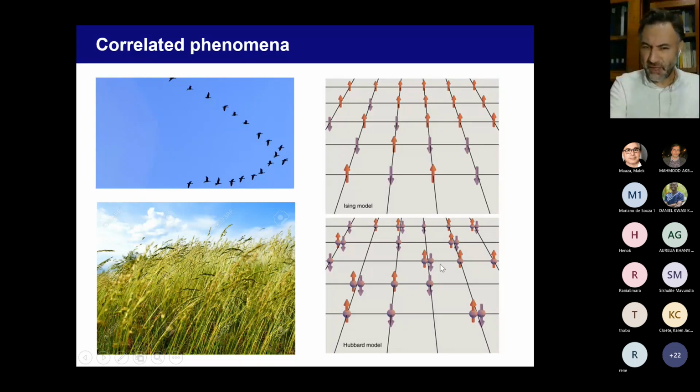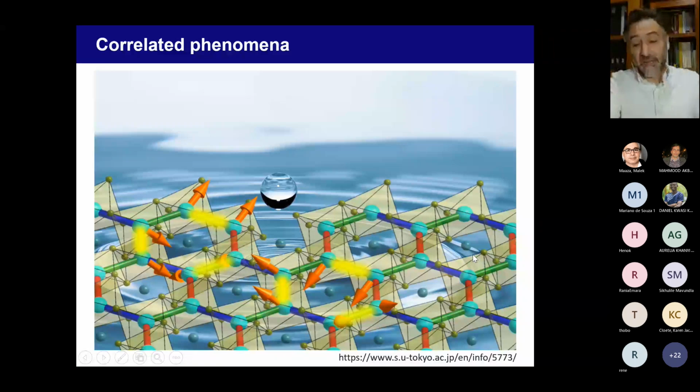But then we can have more complex systems. For instance, instead of a single site occupancy, you can have double occupancy. It's quite distinct from the Ising model. This is described by the Hubbard model. This is what we call really correlated, or strongly correlated, phenomena encoded in this picture. So you can have even more complex kinds of excitations like spin liquids.